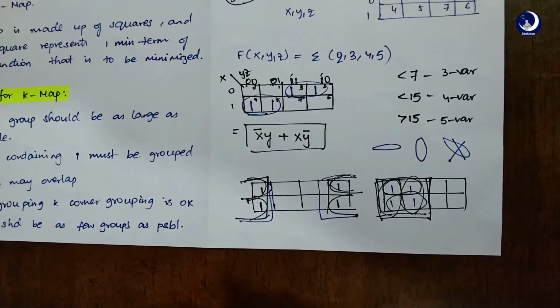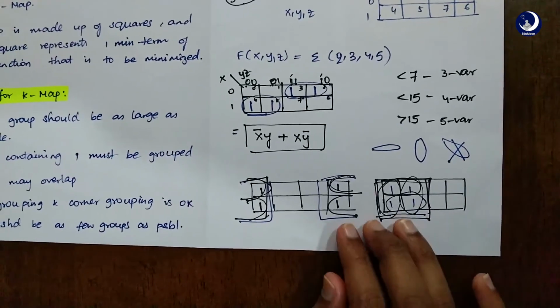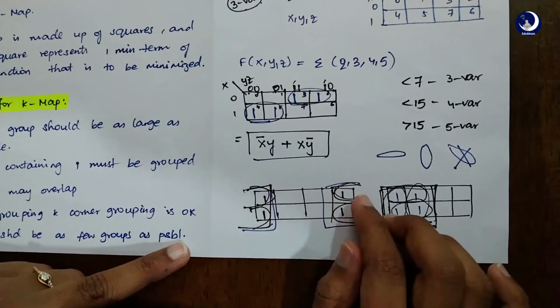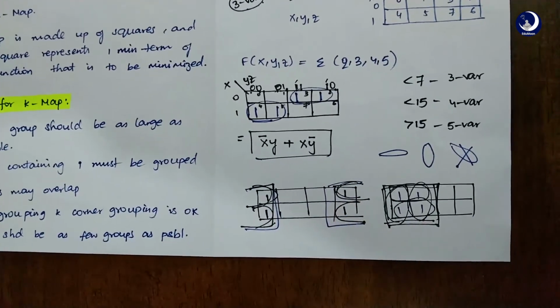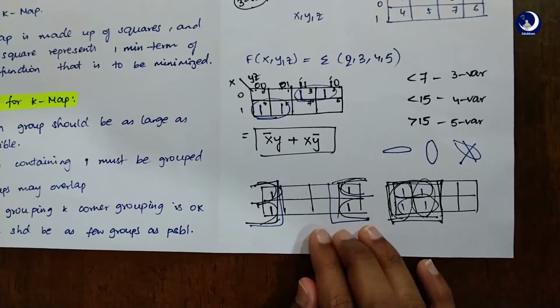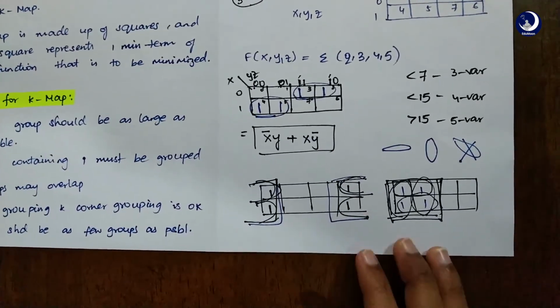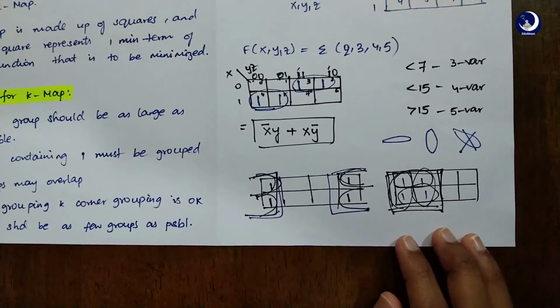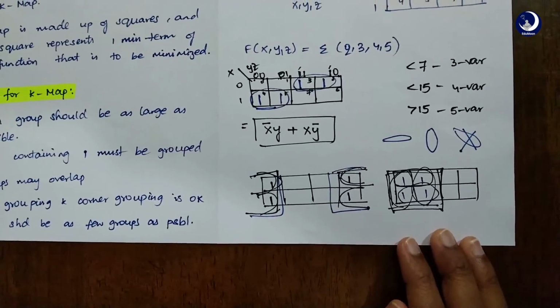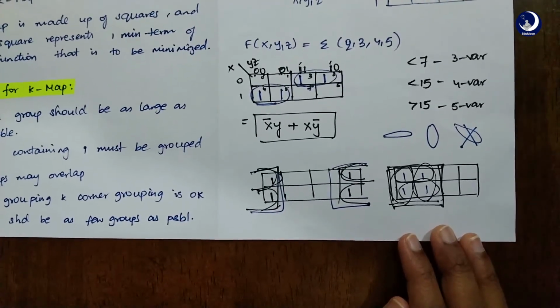So I hope I'm very clear on how to assign values, how to group the numbers, wherever ones are possible, and in what all possible ways we can start grouping. So for this video, it is done. In the next video, we will cover all the other examples and I will be running you through the 4 variable map and 5 variable map.